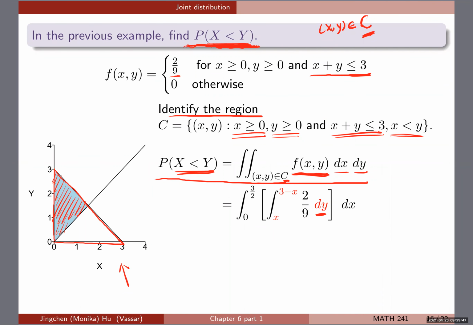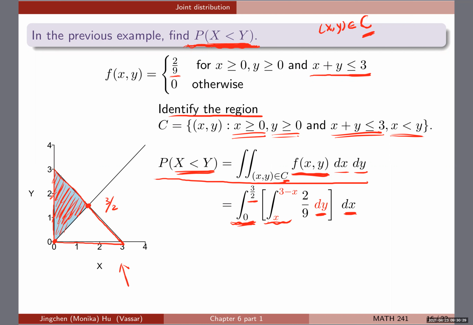If I'm doing dy first and then dx later, it's a double integral, so we need to figure out the bounds for both. Maybe the easier one is to do the outer one first. The outer one, if I look at the range of x of this area, it should start from 0, and it should end at the middle point, so not up to 3. It only gets here, so this is going to be 3/2. That's why for x, we are integrating from 0 to 3/2. That's good, and we can keep that aside.